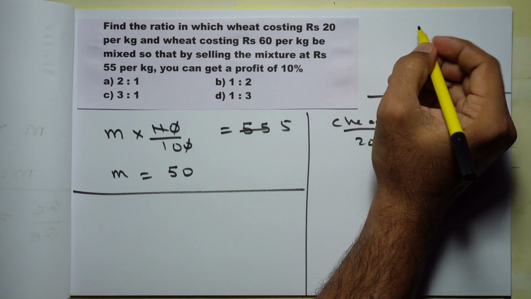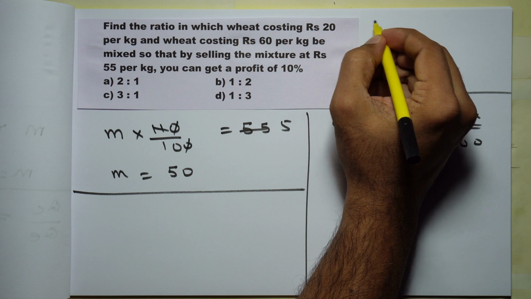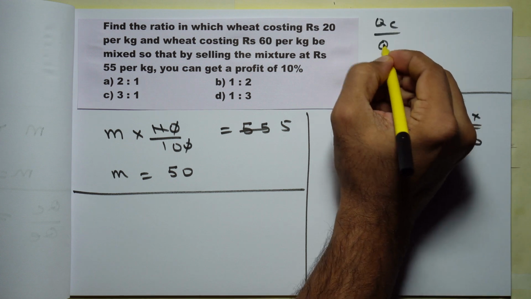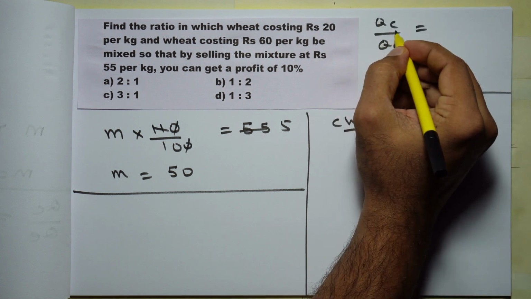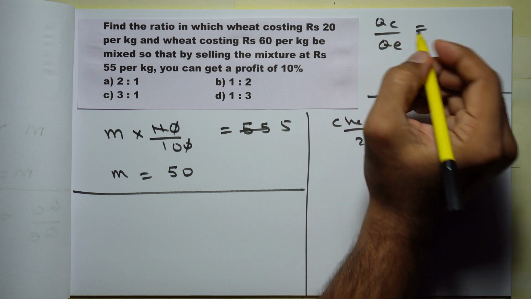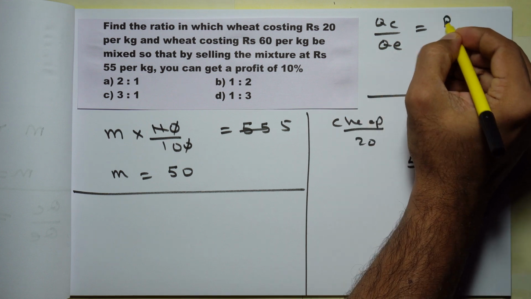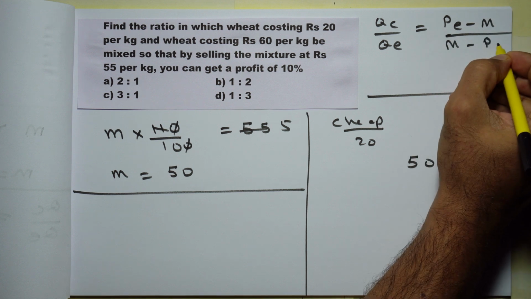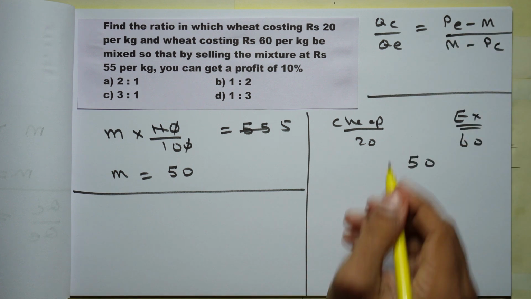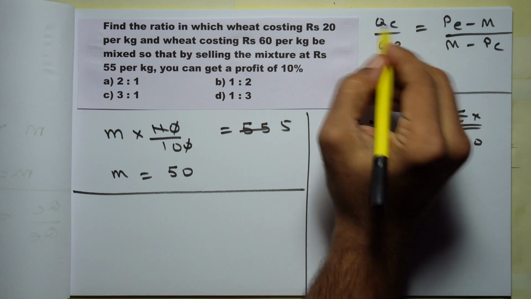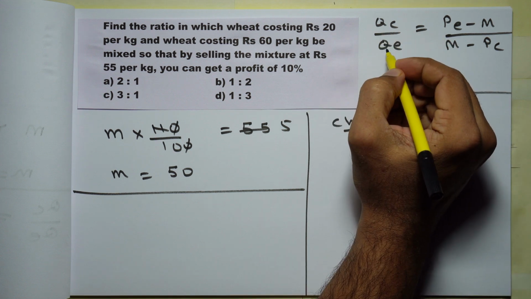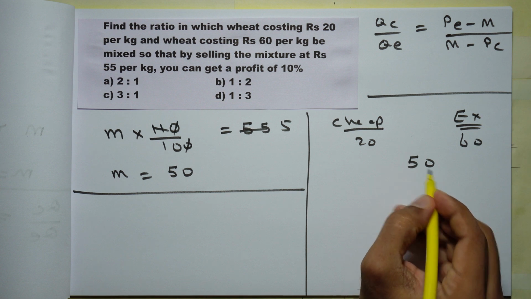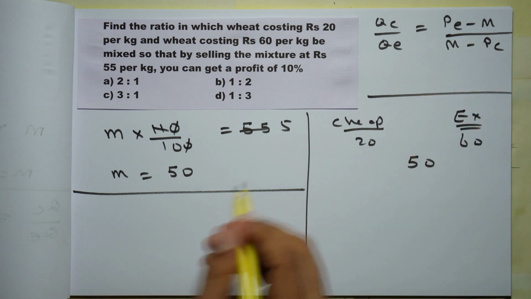Now the mixtures and alligations formula is like this. That is quantity of the cheap one to quantity of the expensive one. This ratio, this is what we need to find out. This is given as price of the expensive one minus mean price divided by mean price minus price of the cheap one. So just substituting into this equation, you will get the ratio in which they should be mixed, so that the mean price or mixture price will be rupees 50.